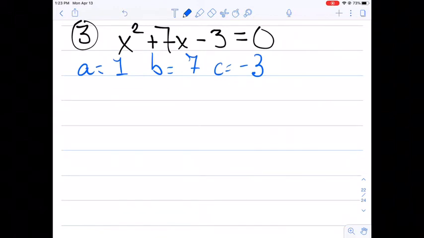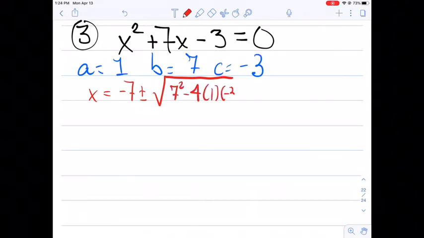Okay, so when you put this in the formula, you should have received the following result. X equals the opposite of B, which is negative 7, plus or minus the square root of 7 squared minus 4 times 1 times negative 3, all over 2 times 1.